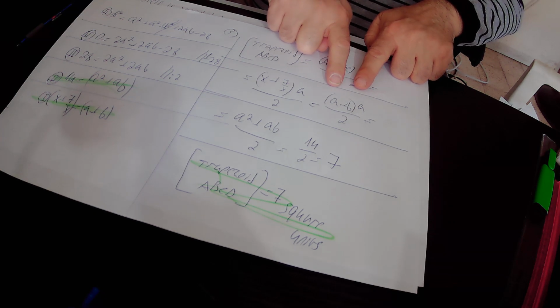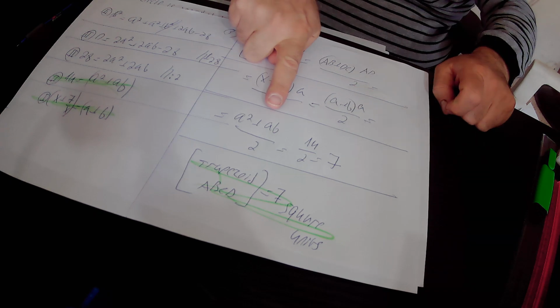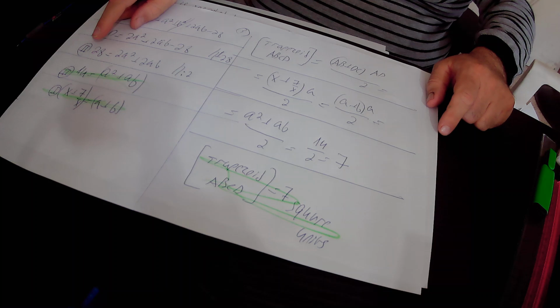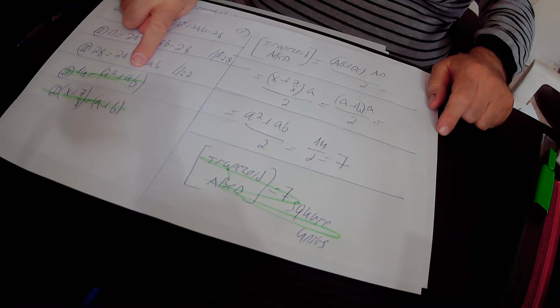We open the brackets here. A plus b times a is a squared plus ab. So in total this expression equals a squared plus ab over 2. But according to equation 2, a squared plus ab equals 14.